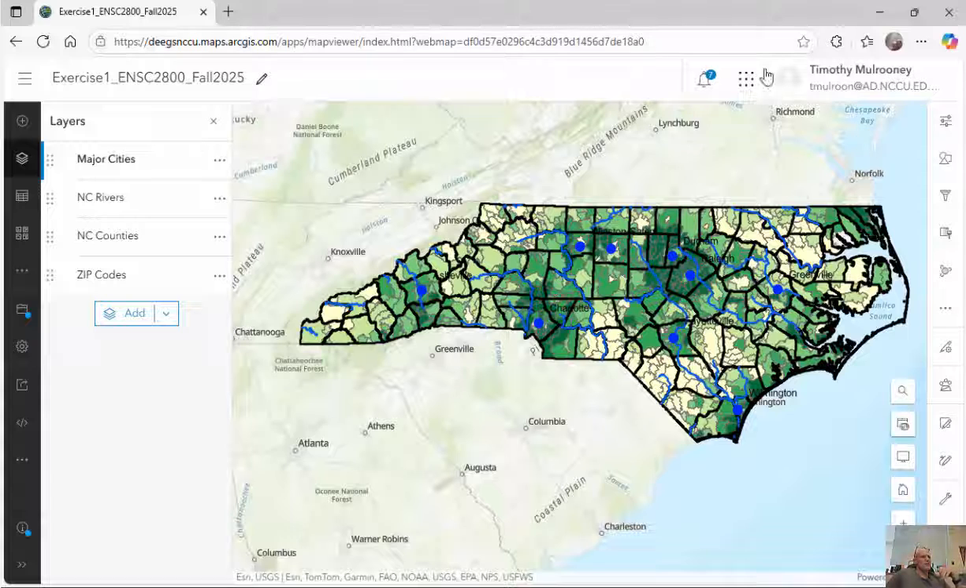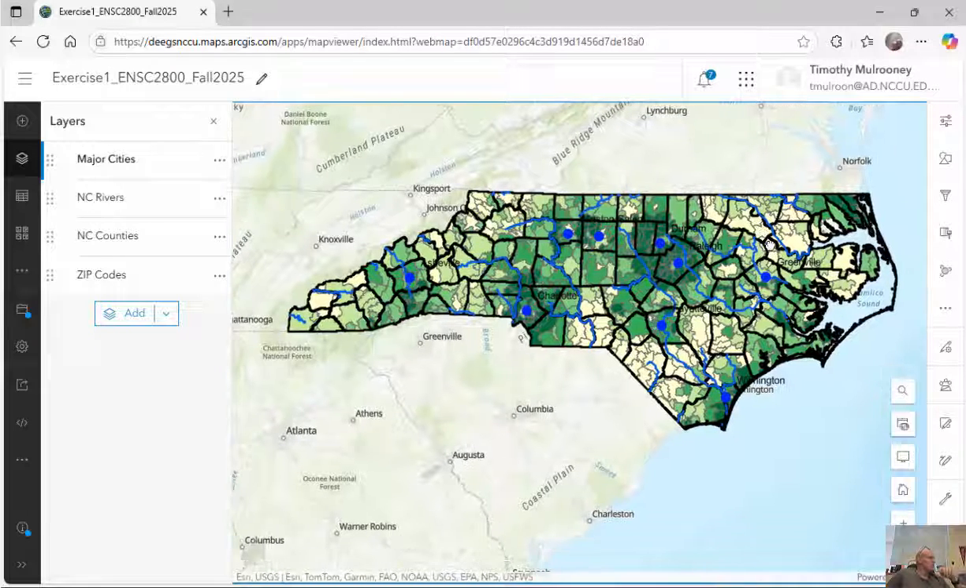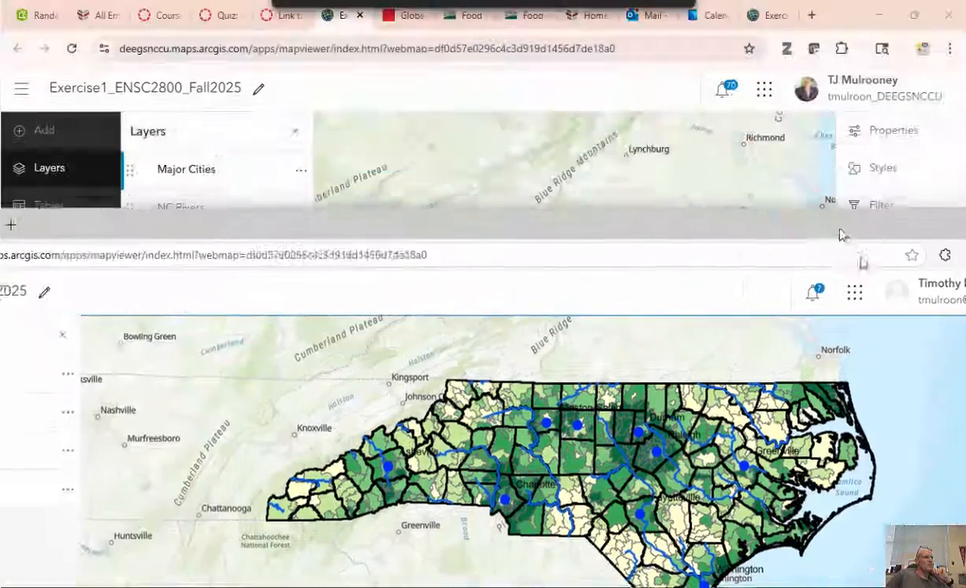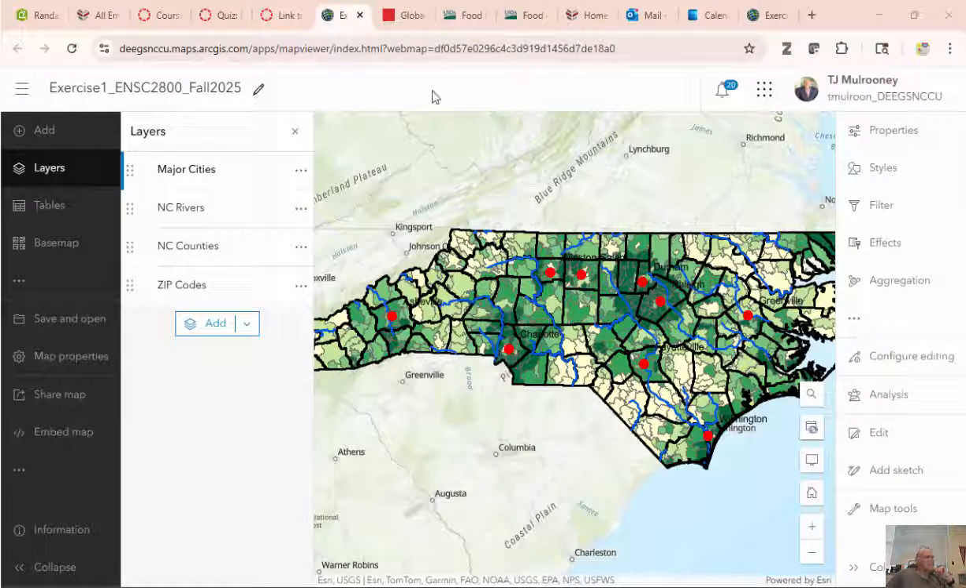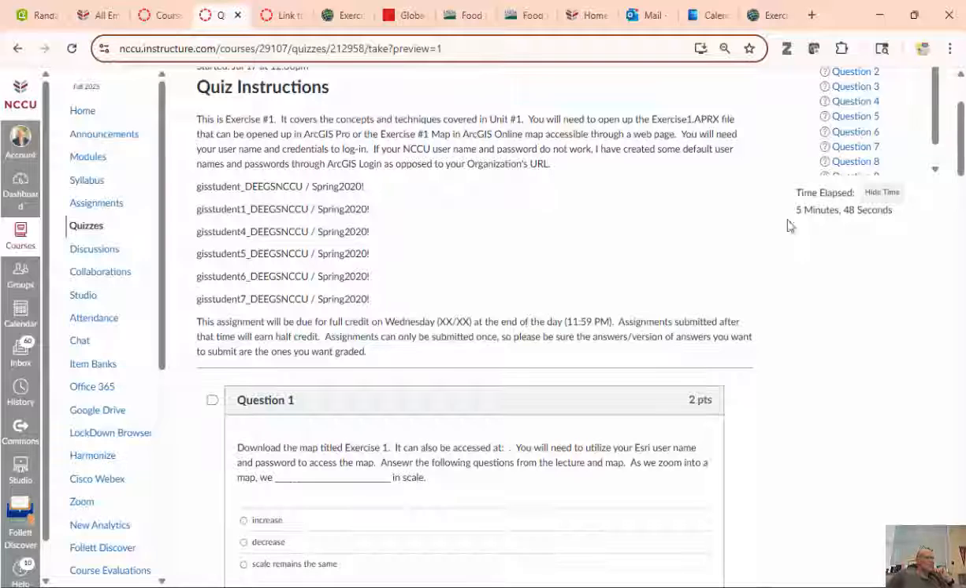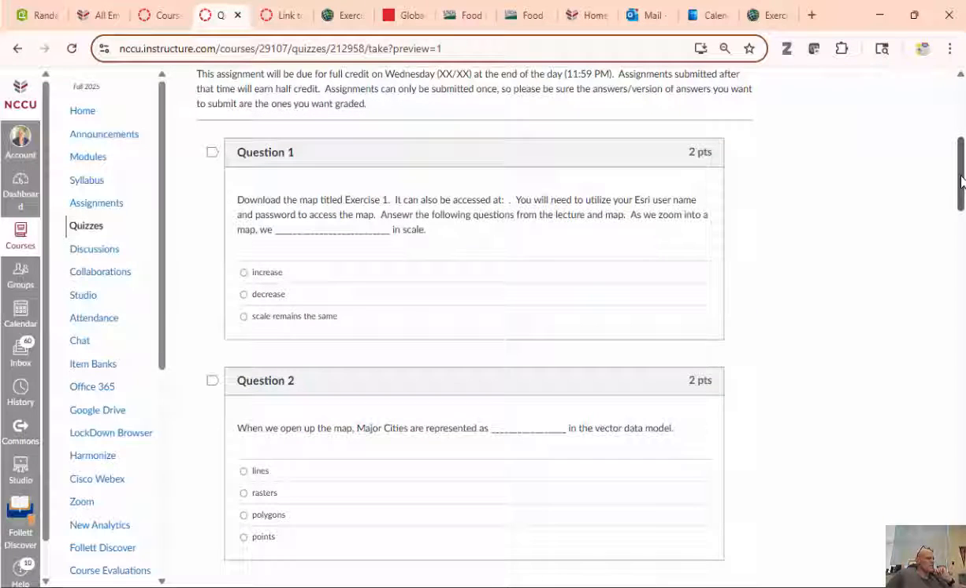So hopefully, again, you can see me logged in using my ad.ncccu.edu. And the expectation is that everyone will be able to sign in using your AD address, NCCU username and password, so you don't have to log in using another one, and be able to do this. And so what you'll be doing, and I've kind of moved this over to the side, is that you'll be able to go through and answer all of these questions.